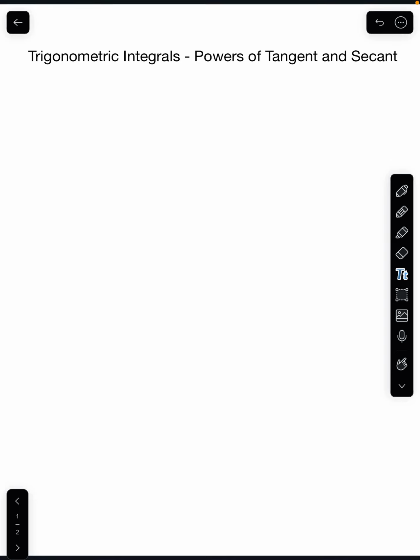Following on the heels of the previous video on trigonometric integrals, powers of sine and cosine, we're now going to look at powers of tangent and secant, which again work nicely together because their derivatives are connected to each other. The derivative of tangent of x is secant squared of x, and the derivative of secant of x is secant of x times tangent of x.